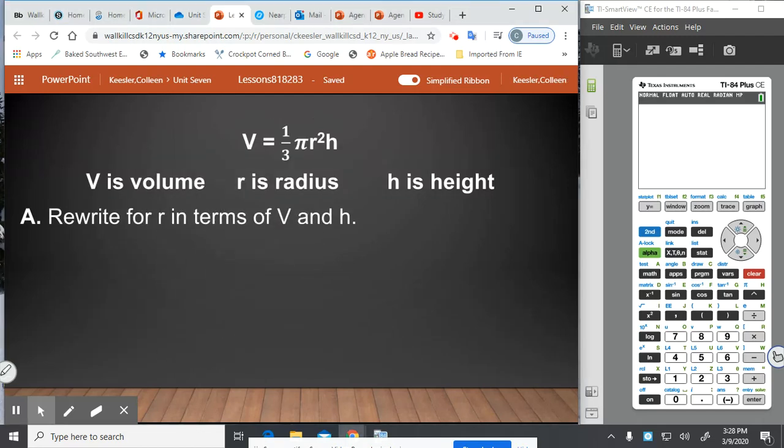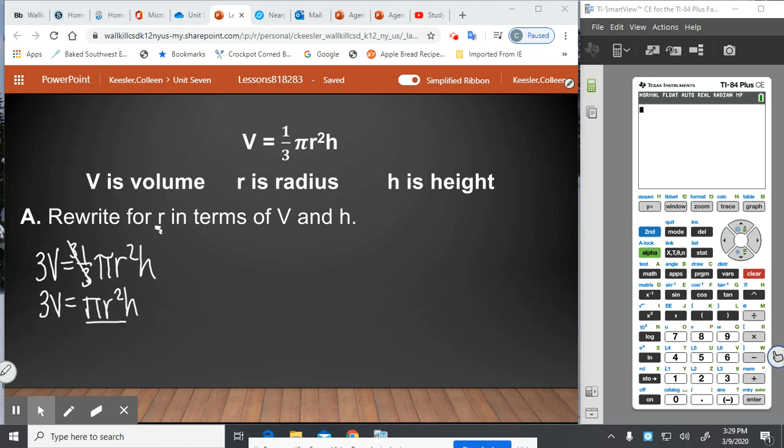This time we have 1/3 pi r squared h, and this is the volume for a cone. So again, we want to rewrite for r. So volume equals 1/3 pi r squared h. And we want to isolate that r. So we first want to get rid of the fraction. So the opposite of multiplying by 1/3 would be to multiply by 3. So that gives me 3V equals pi r squared h.